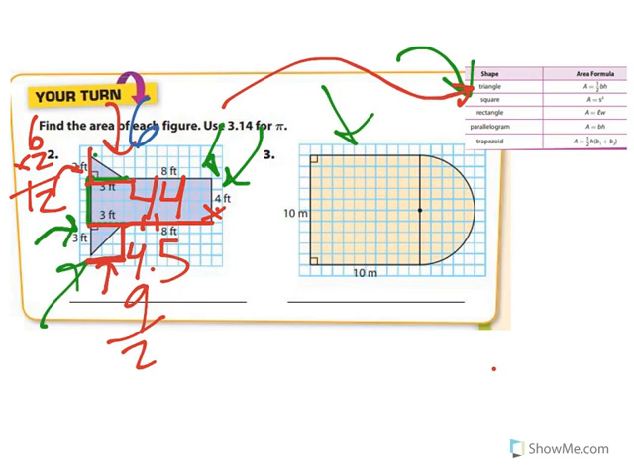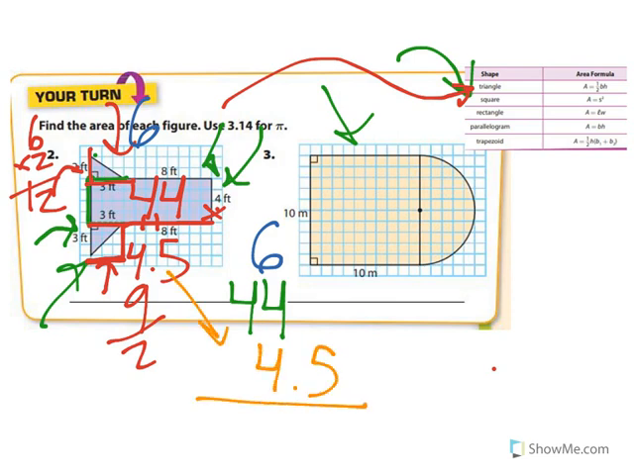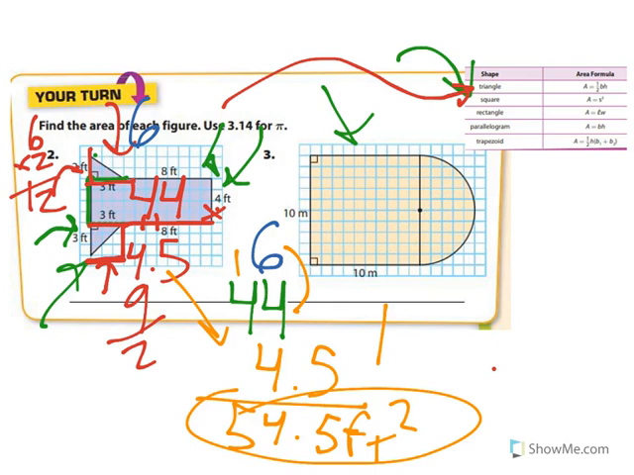Alright, so I have 6 for my top triangle, I have my rectangle of 44, and then I have my bottom triangle of 4.5. I add those together. Friendly number here, 6 plus 4 is 10, plus 4.5. So there's 4.5 carrying the one from before, so 54.5 square feet is the area of my left composite figure.